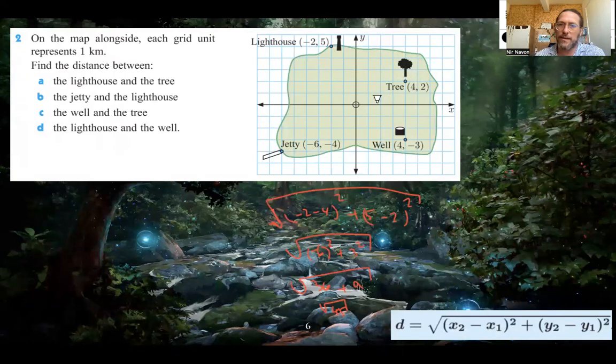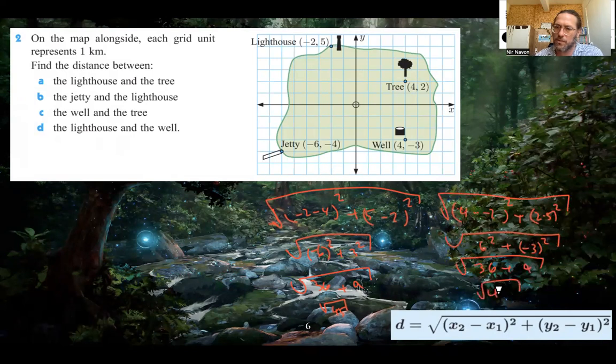Let's see if we did it this one minus this one, okay? So let's do 4 minus minus 2 squared plus 2 minus 5 squared. And we continue. 4 minus minus 2 is 6 squared plus minus 3 squared. We get 36 plus 9. We get the root of 45. So you see, it doesn't matter which one we call 1 or 2, as long as we stick to this 1 and 2.